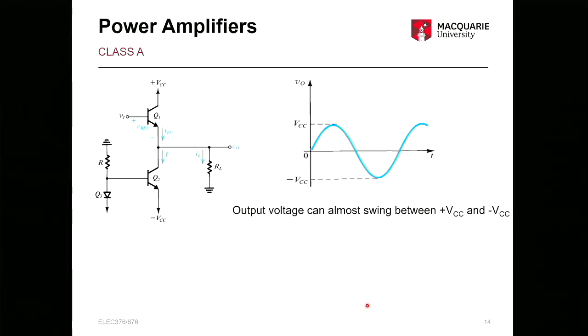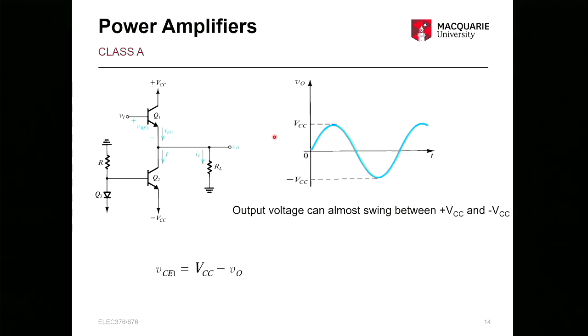So if we look at our output, we can swing anywhere between plus VCC and minus VCC, our two supply rails. This is assuming a 0 for the VCE sat. So this is our output in the time domain, if we have a sine wave.